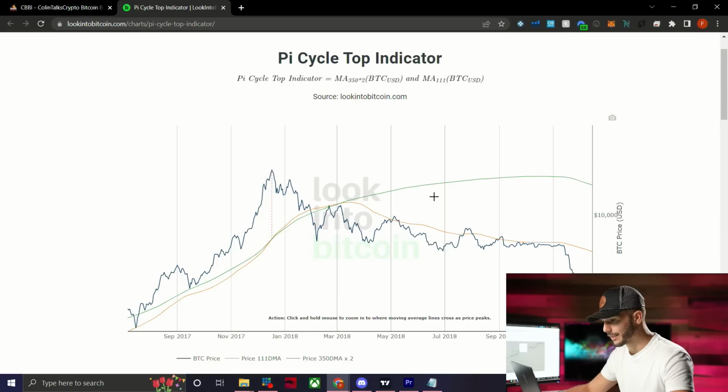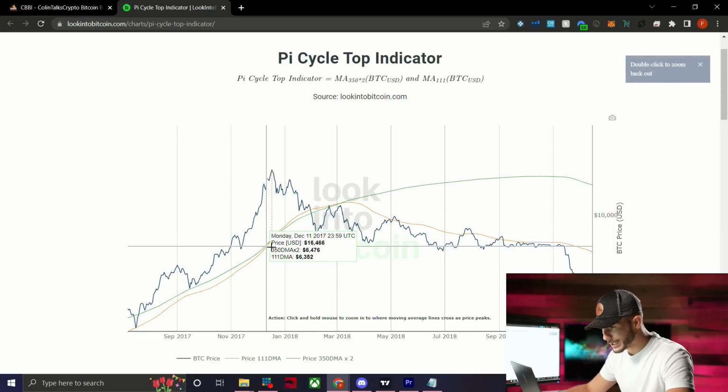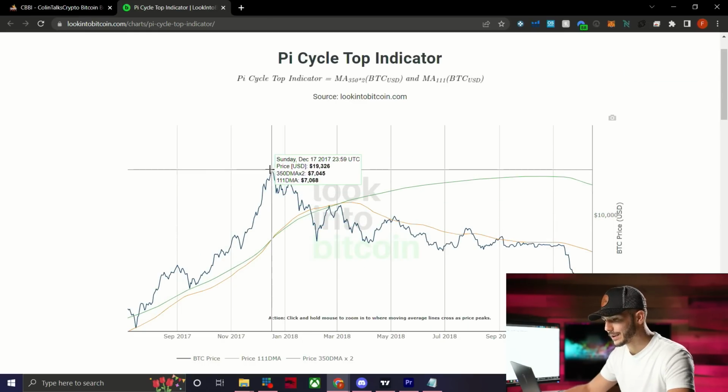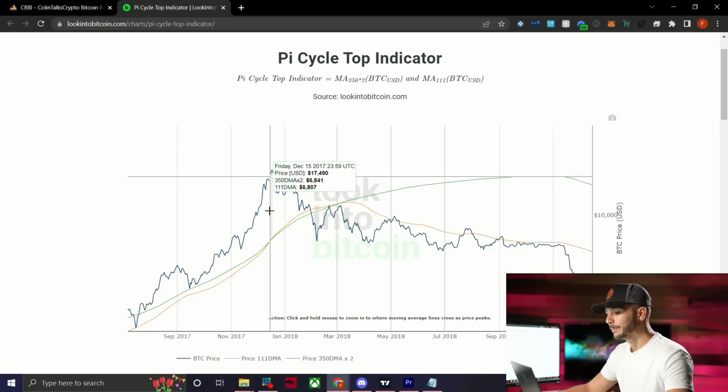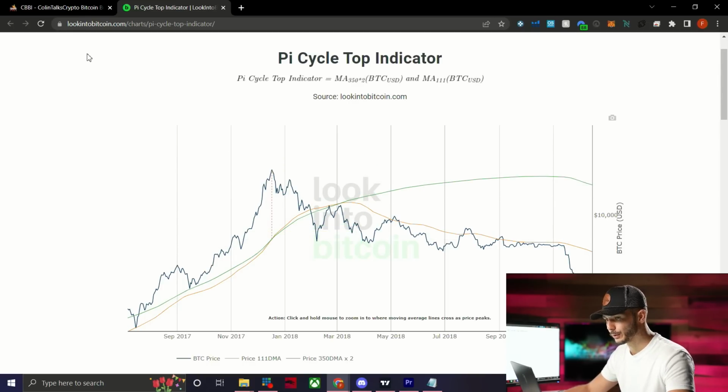Now, if we zoom in on this one, you can see the cross happened right here, marking the peak of this bull run as well. This was the 2017 bull run, and it marked the top absolutely perfect.